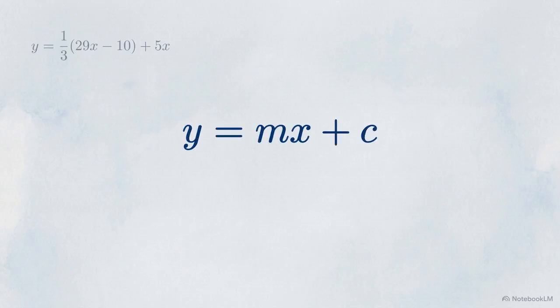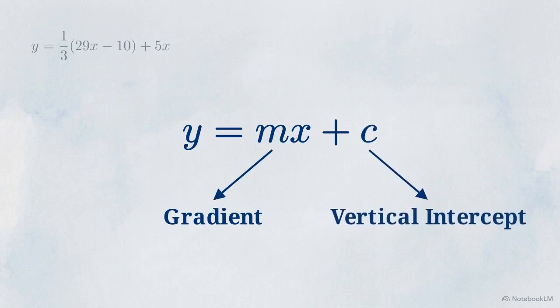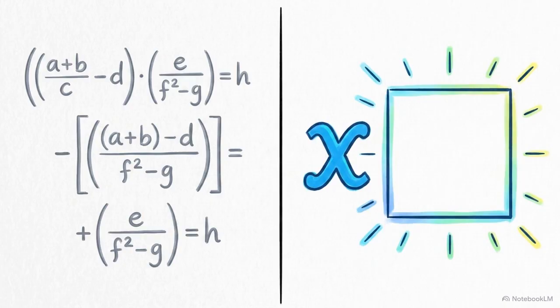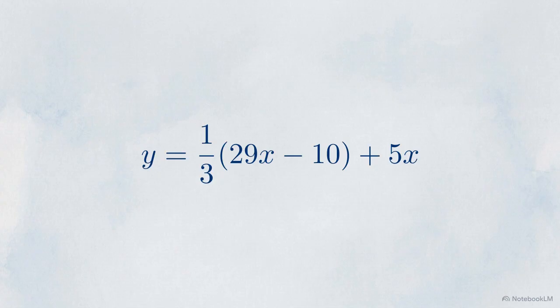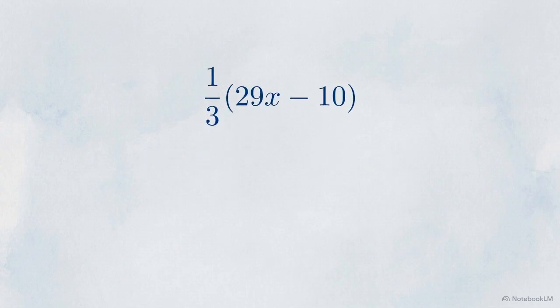y equals mx plus c. In this format, m is the steepness number attached to x, which is our gradient. The c represents the vertical intercept. Our WAEC equation just needs to be cleaned up and rearranged until the number multiplying x becomes completely obvious. We start by isolating and dealing with the bracketed fraction from the original equation.